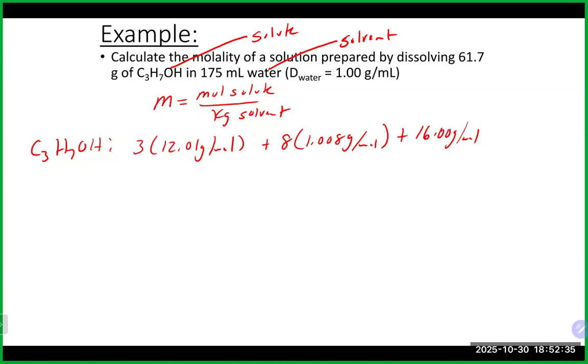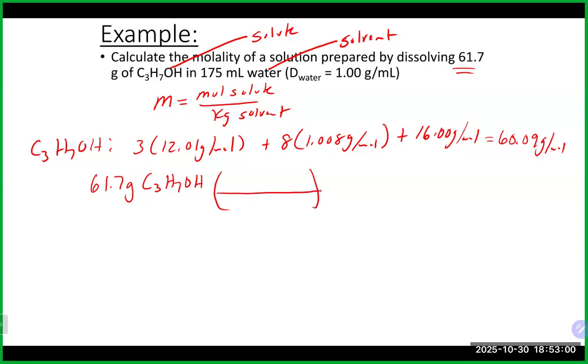And if we add all that together, 3 times 12.01 plus 8 times 1.008 plus 16, going to give us a molar mass here of 60.09 grams per mole. So taking our grams, 61.7 grams of C3H7OH, just going to do a grams to moles conversion.